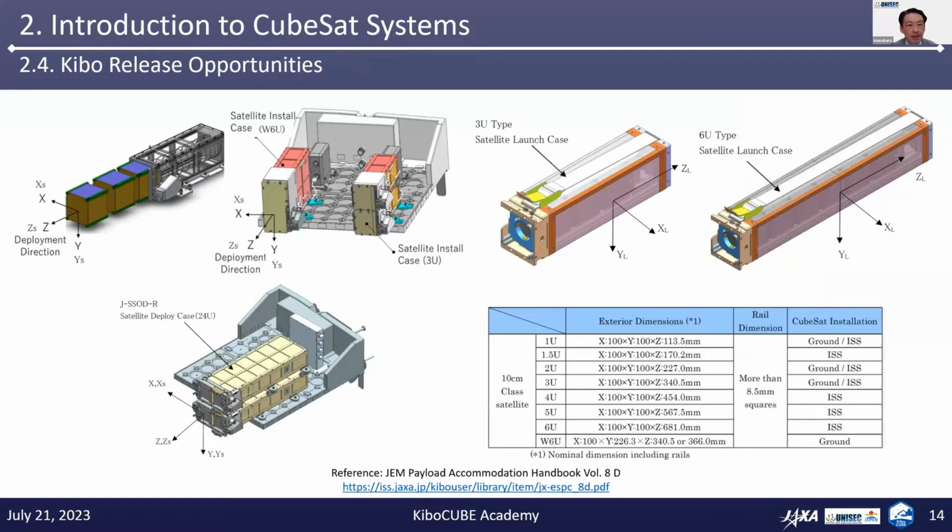So on this slide, I have summarized the CubeSat deployment opportunities from the Kibo. So Kibo provides options of JSOT in 3 different forms: 3U, 6U, long 6U, and wide 6U. So consequently, there are these kinds of form factors of CubeSat which you can utilize for your own project. So they are 1U, 1.5U, 2U, 3U, 4U, 5U, as well as long and wide 6U. So it's possible that your satellite is stored into the pod together with satellites developed by other project teams.